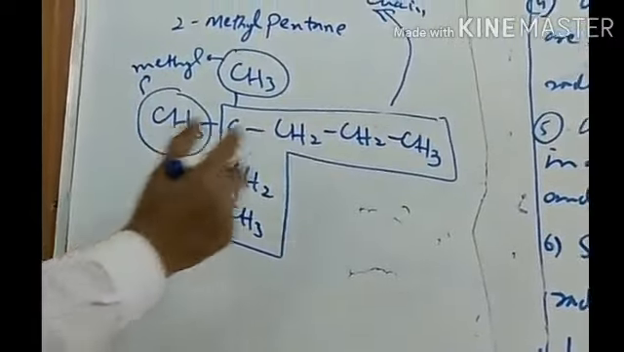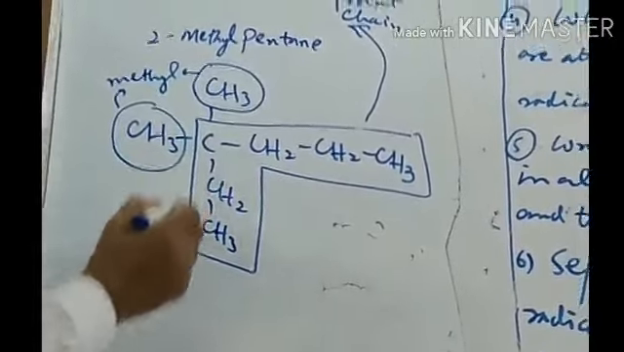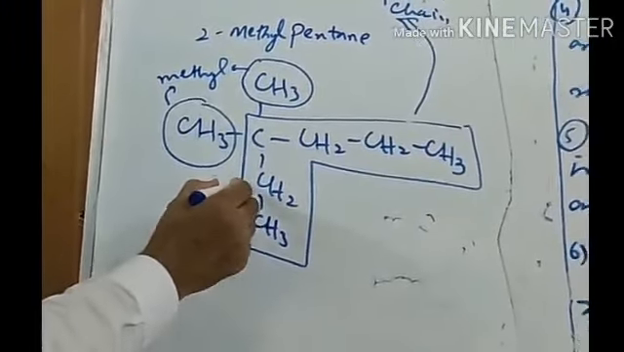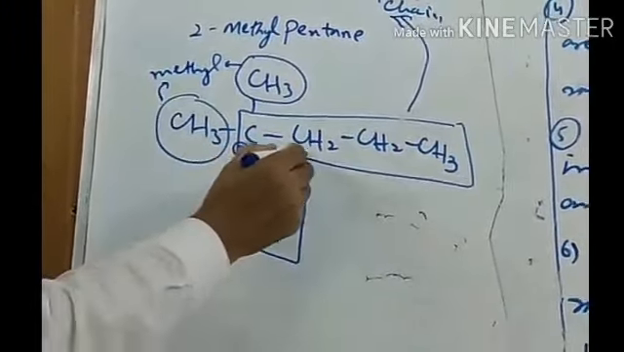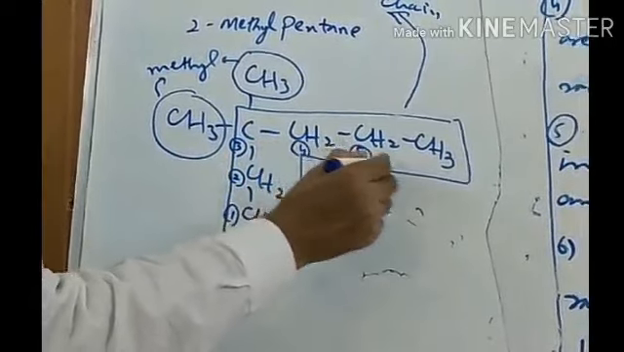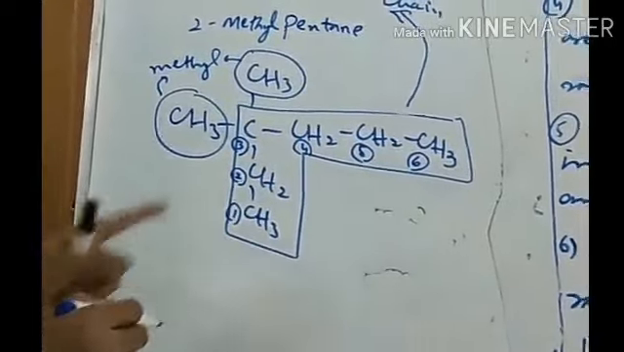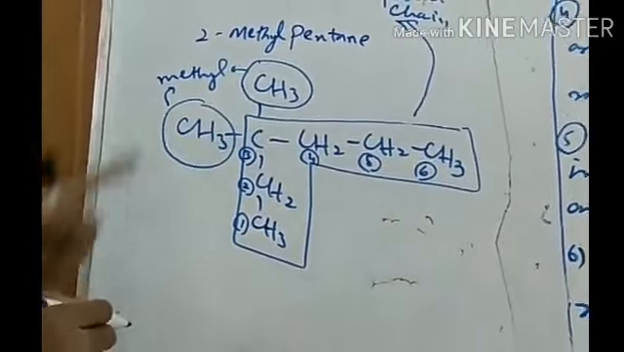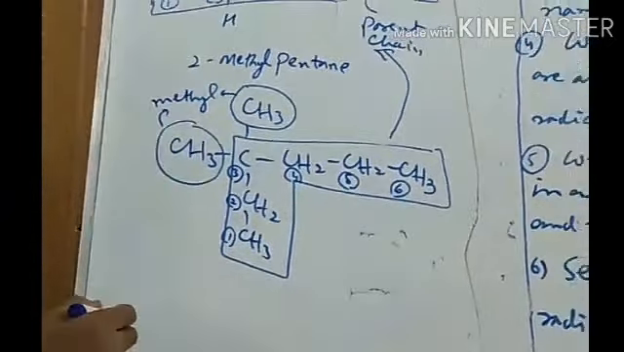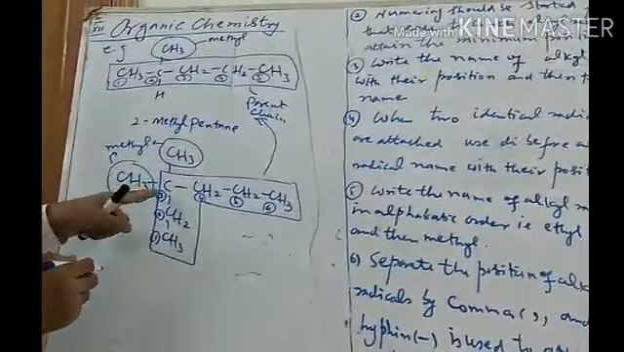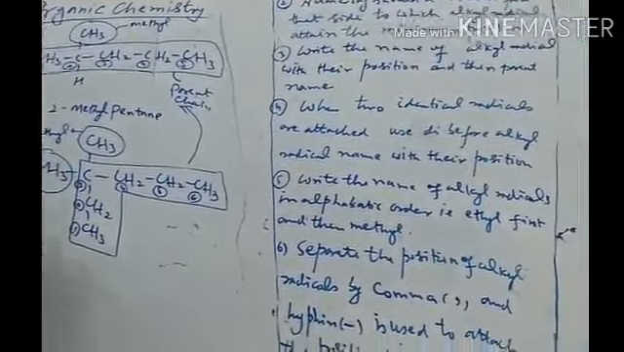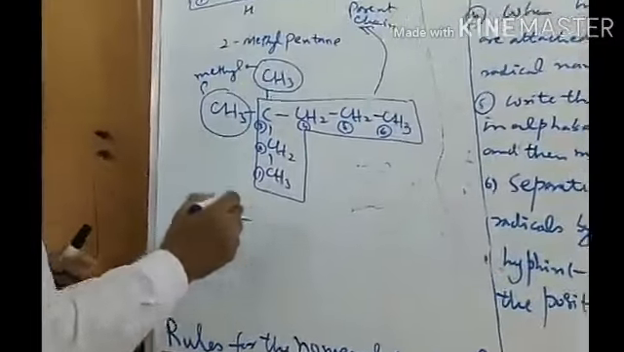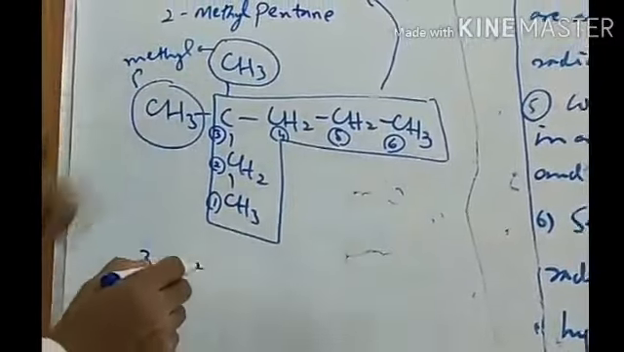And now numbering should be 1, 2, 3, 4. 1, 2, 3. So numbering should be started from this side. 1, 2, 3, 4, 5, and this is 6. Because these 2 methyl radicals come on the third position. So how to write the third rule? Write the position, that is 3, comma, and then 3, and then attach with the hyphen.